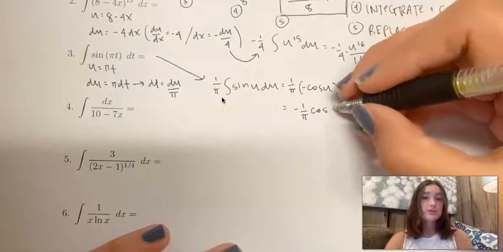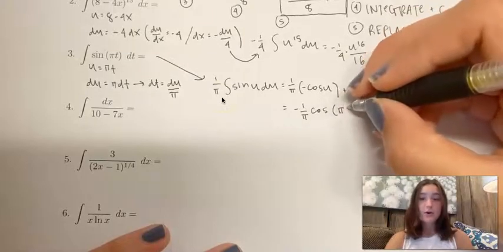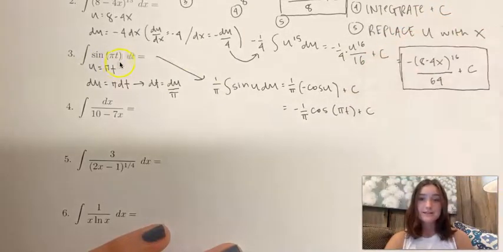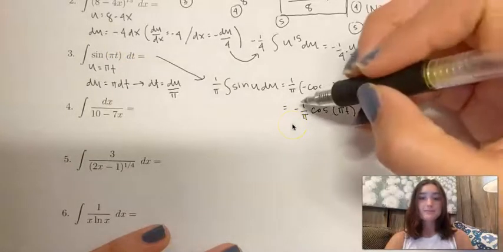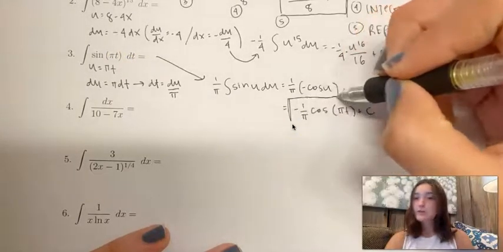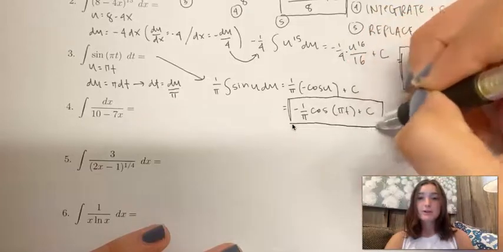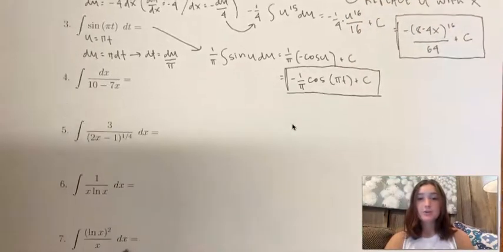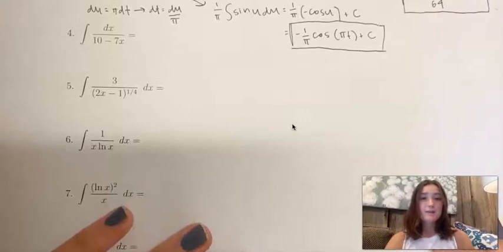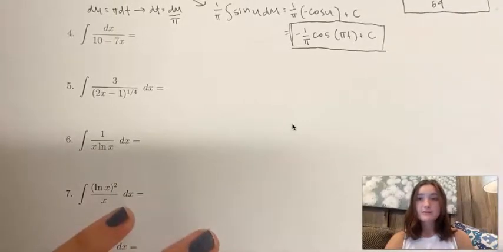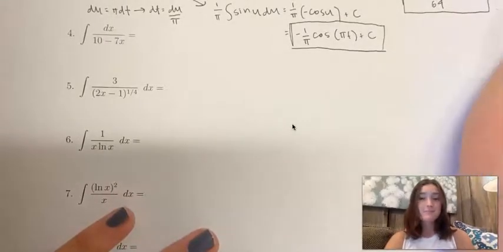And so now we're just doing step 5, putting back in our original u, which is pi t, and keeping that plus c the same. So again, another pretty simple u sub. It's just a matter of following those 5 steps, making sure you keep up with all the negatives, and make sure you have that plus c every time.